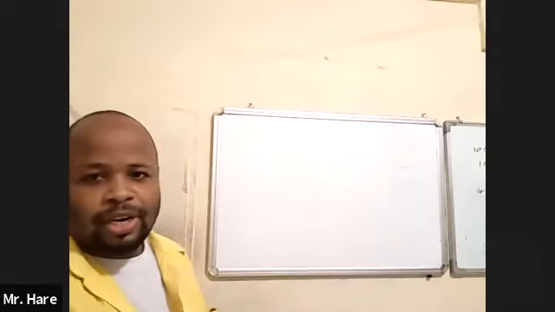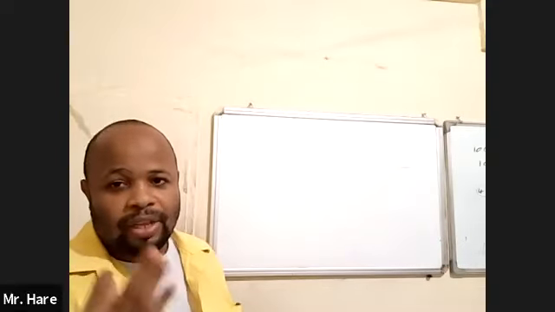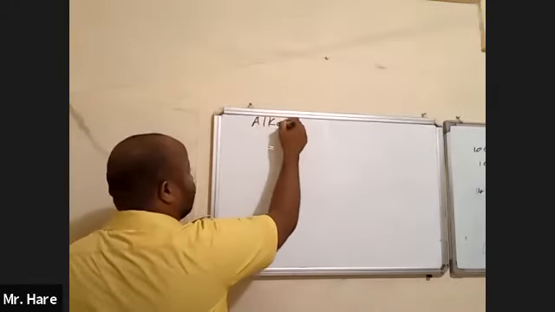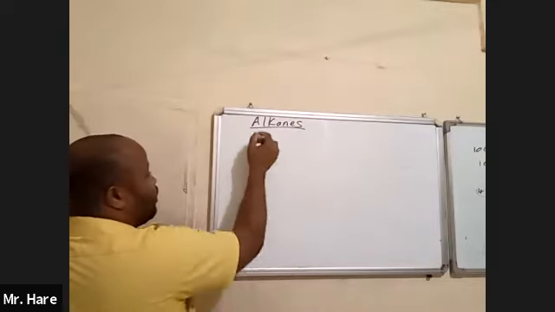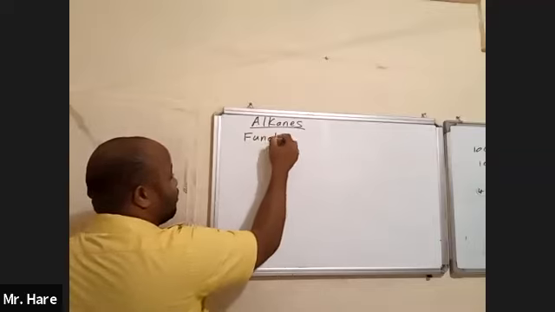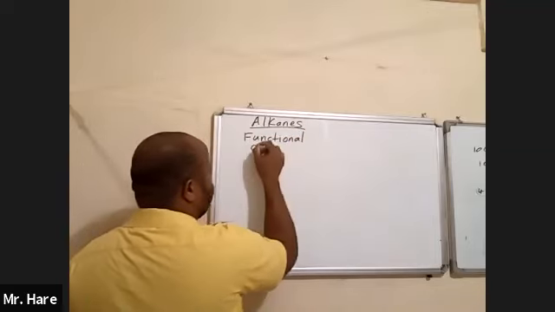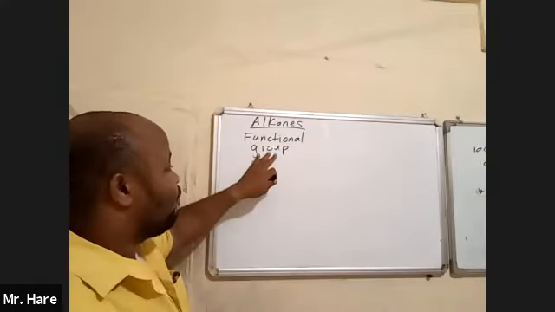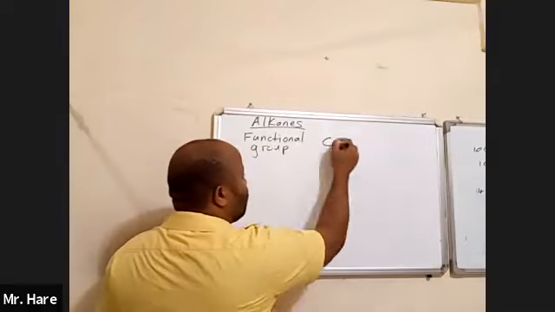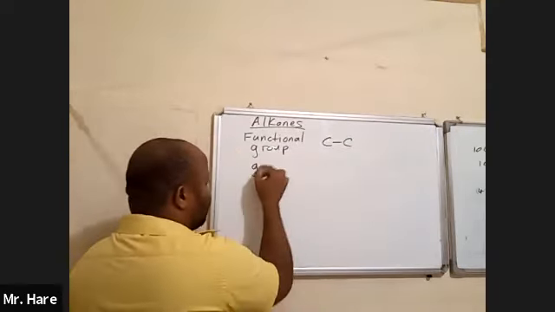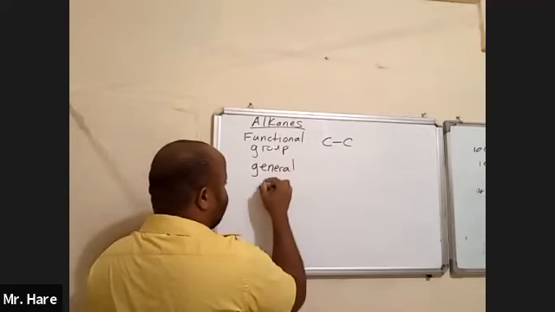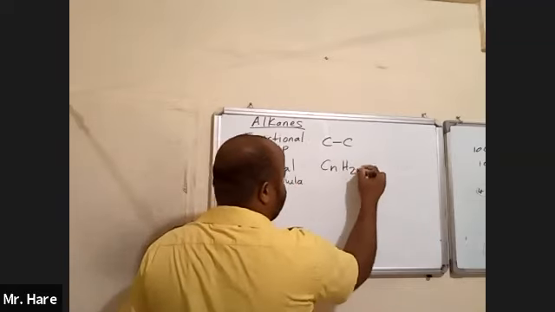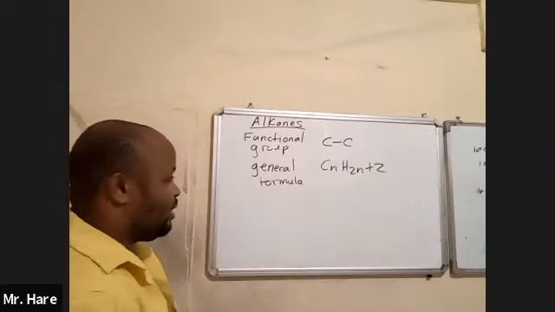All right, so for alkanes, there are 3 reactions for alkanes. Alkanes, functional group: single bond. These are the basic things you must know. Functional group of alkane, carbon to carbon single bond. The general formula is CnH2n plus 2.